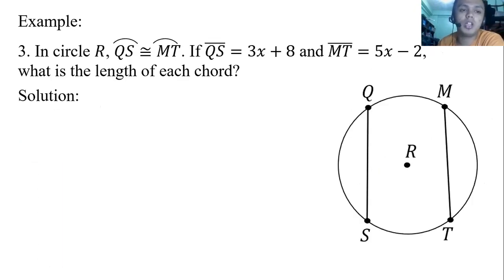Okay, another example. In circle R, arc QS is congruent to arc MT. If your segment QS is equal to 3x plus 8, and your MT is equal to 5x minus 2, what is the length of each chord?